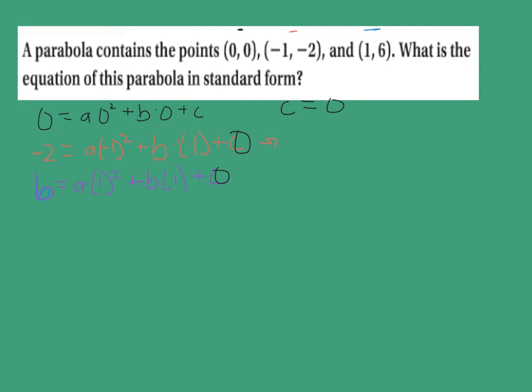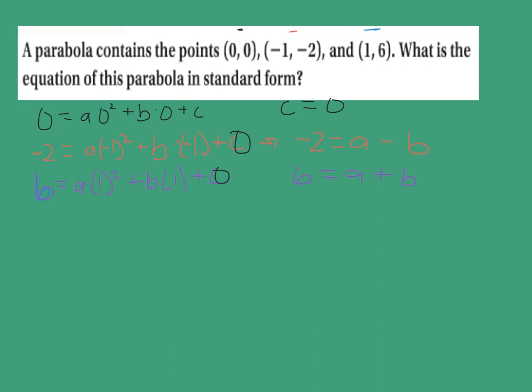So if I simplify this, negative 1 squared is just going to be 1. So I would have negative 2 is equal to a minus b. The reason why it's minus is because I plugged negative 1 in there, and negative 1 times b is going to give me a negative b. And the second one, if I simplify that, I'll get 6 is equal to a plus b. And now I have a system of equations.